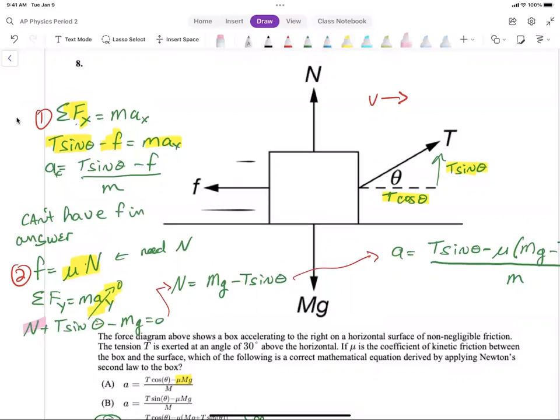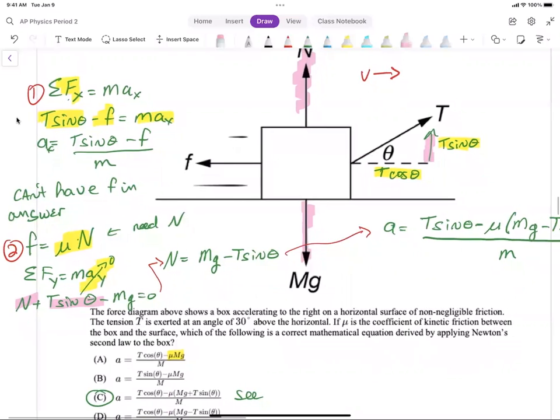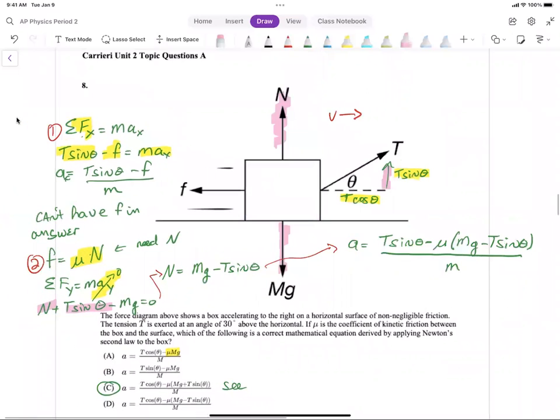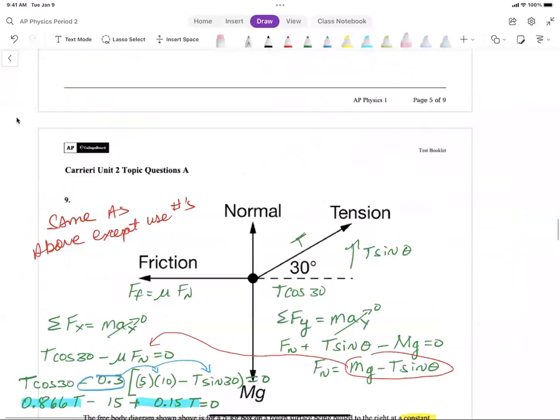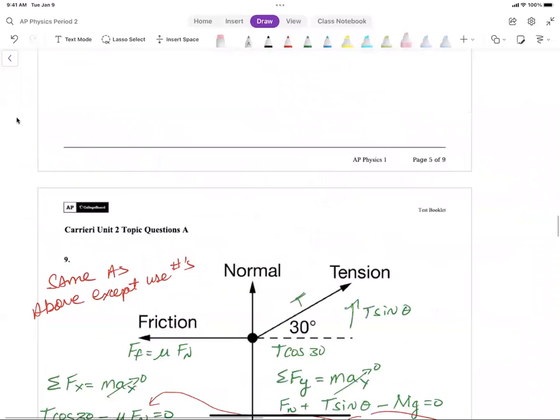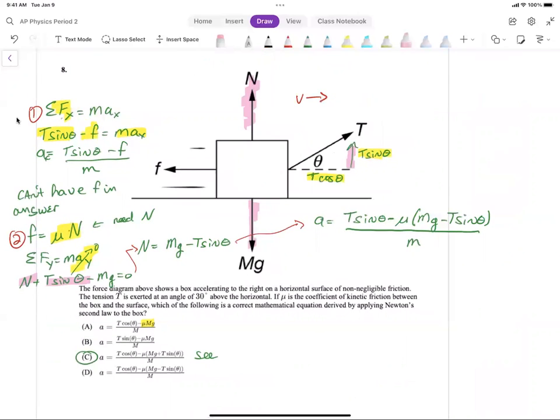So summing the forces in the y direction, I have two positive forces, right? I have normal force and the component, don't forget that, of the force of tension in the y direction, and I have the force of gravity, which is mg. Then solve for n, plug that back into the original equation, and boom, I have my answer. This is exactly the same problem. So hopefully pause your video if you need to look at my work, and then you can move on to the next problem.